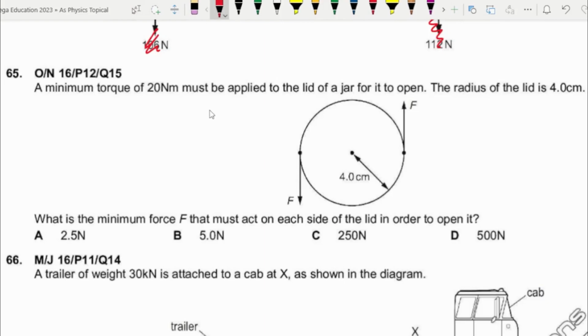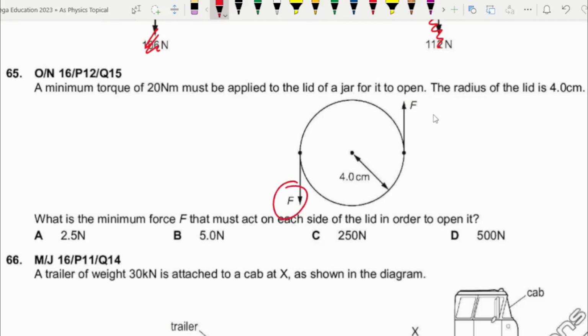A minimum torque of 20 Newton meter must be applied to the lid of a jar for it to open. The radius of the lid is 4 centimeter. What is the minimum force F that must act on each side of the lid in order to open it? So for finding the minimum force, we need to use the minimum torque, and the torque in that case would be the couple, because you have two forces being exerted. They are equal in magnitude.